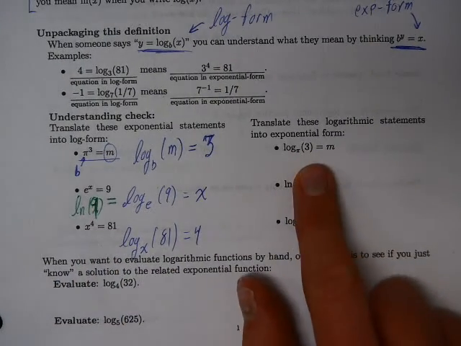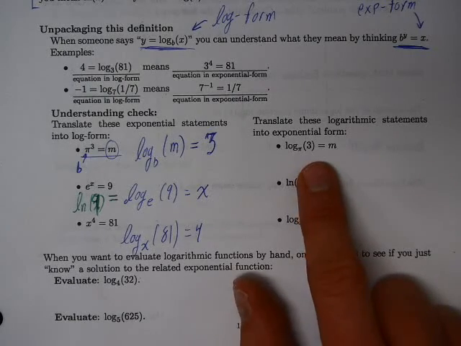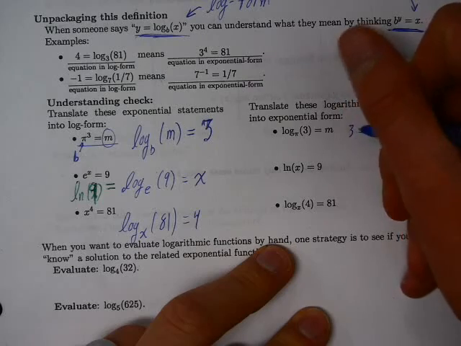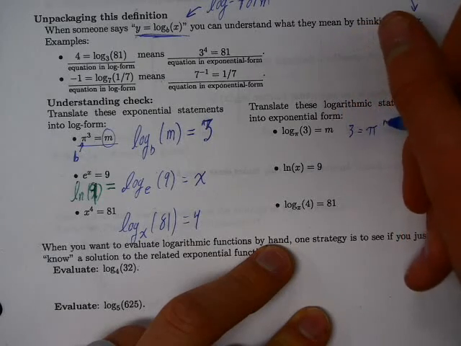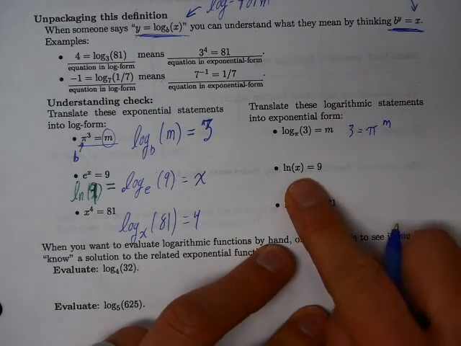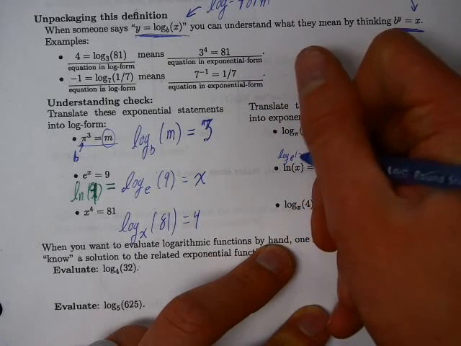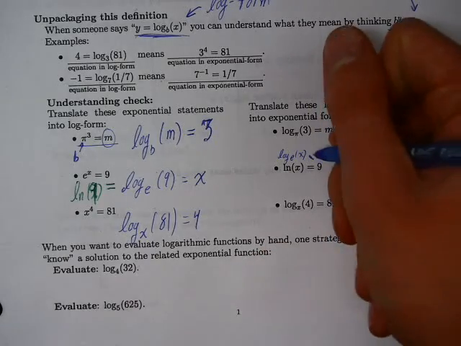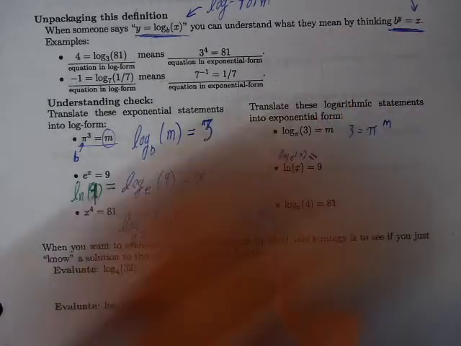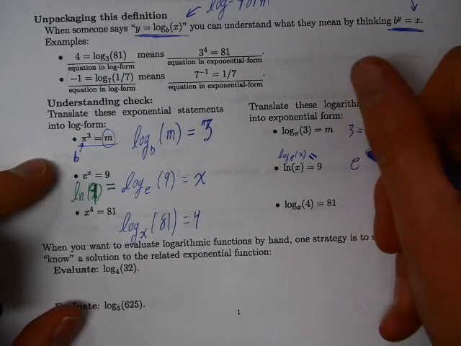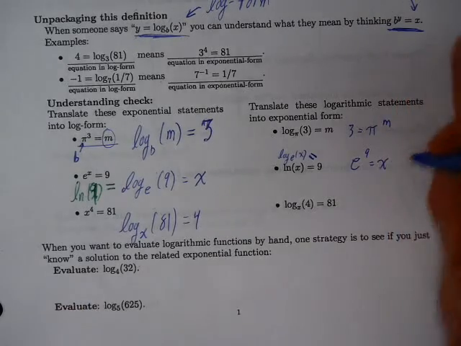Nice. Let's go the other way. Let's write logarithmic equations in exponential form. Log base pi of 3 is equal to m. You can rewrite that as 3 is equal to pi to the power m. ln of x is equal to 9. Well, remember that's log base e of x is equal to 9. So what do you get when you rewrite that in exponential form? e to the 9 equals x.